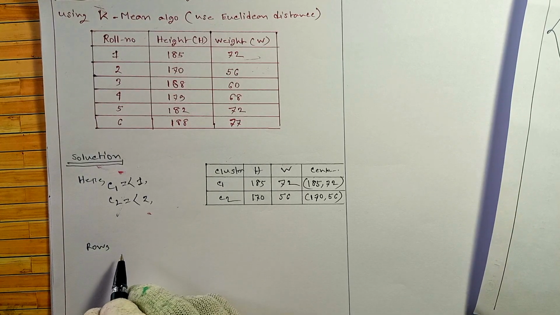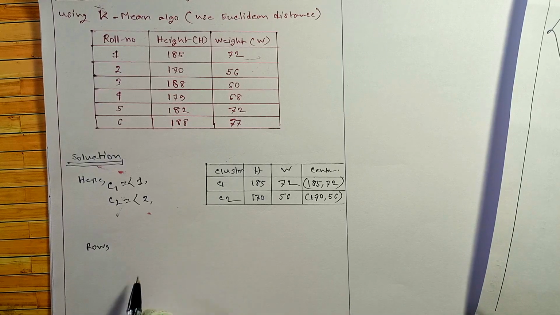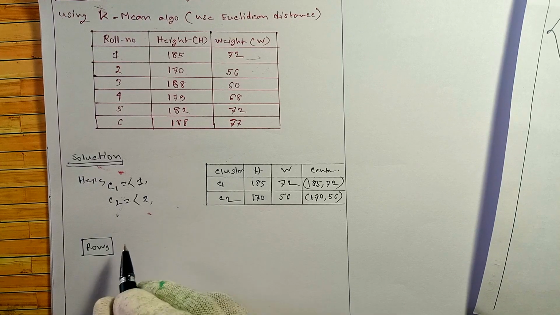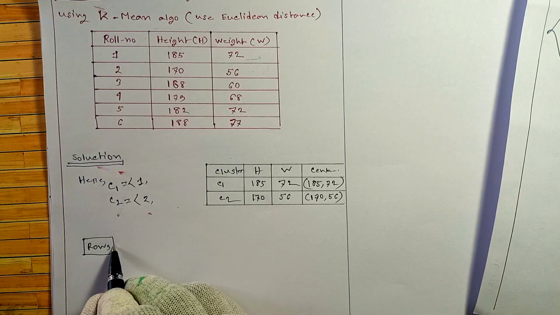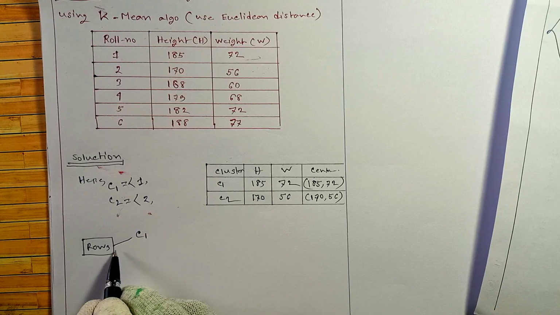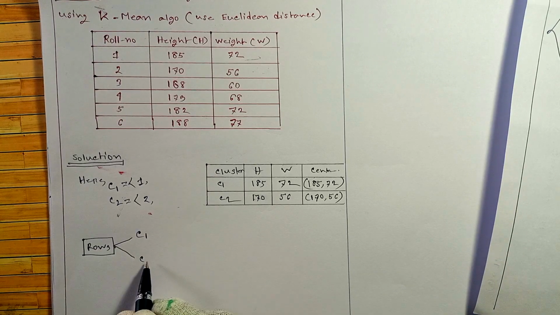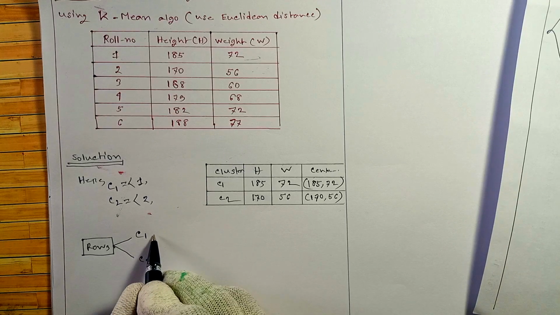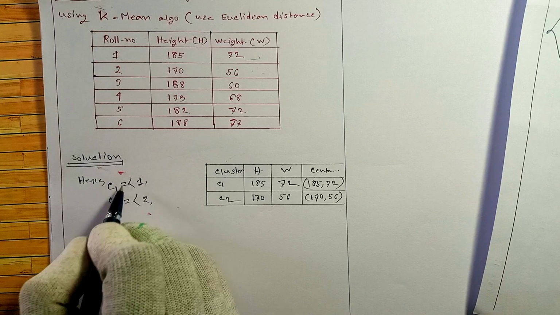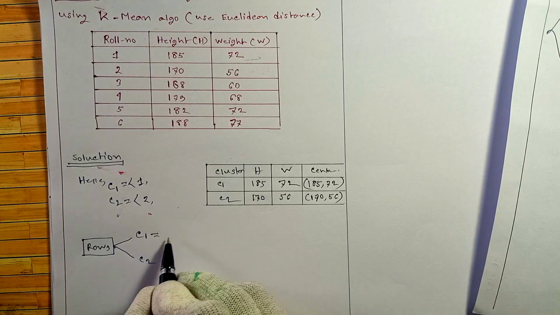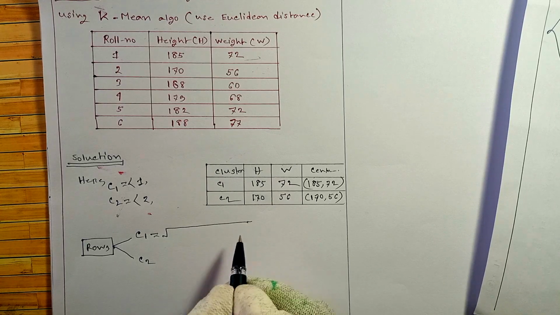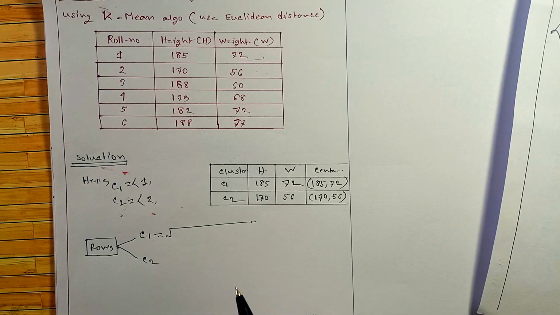So row 3 could go to cluster 1, it could go to cluster 2, we don't know. So let's find out where row 3 will go. Maybe it could go to c1, maybe it could go to c2. Now we have to find which value is minimum, and it will go to that row. So how will we find this value? Use this Euclidean distance law, the square root of (x1 minus x2)² plus (y1 minus y2)².